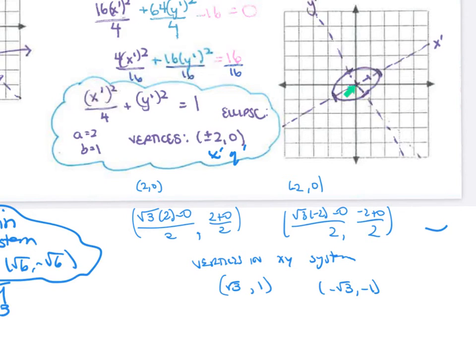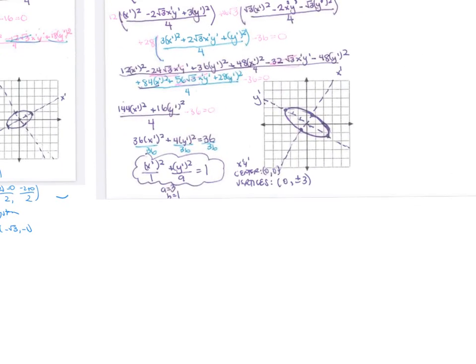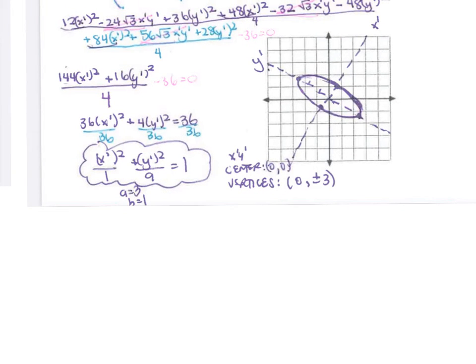So root 3 is a little over 2, and then 1. Square root of 3 and then 1, and then negative root 3 and then negative 1. So pretty close to my drawing here. It just helps us with that. So go ahead and try this last example here, finding the vertices in the xy plane.